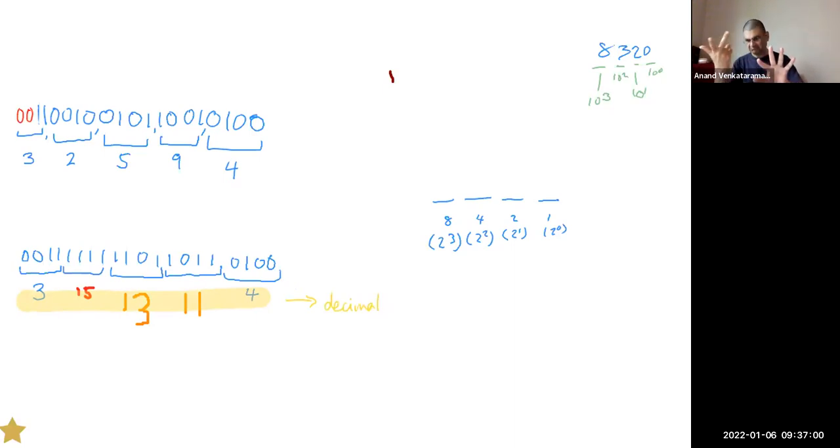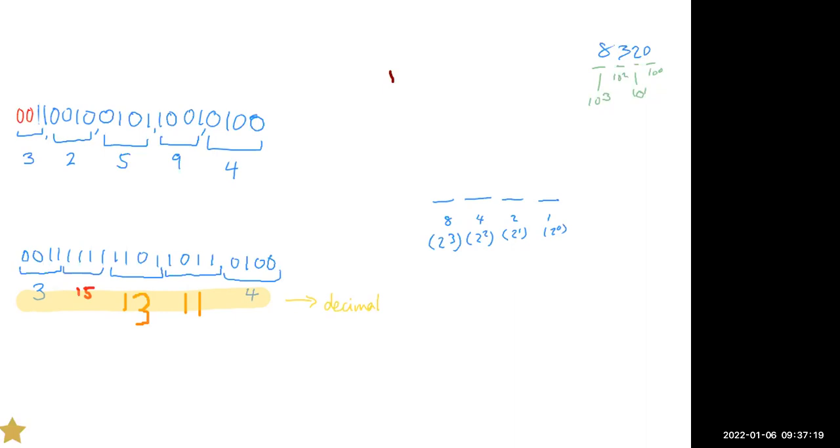Maybe a triangle is 11. That's kind of hard, isn't it? Plus on a keyboard, it's going to be hard. I want it to be easy and intuitive on a keyboard, so I'll just use A, B, C, D, E, F as my 10, 11, 12, 13, 14, 15 in hexadecimal. Yes or no?